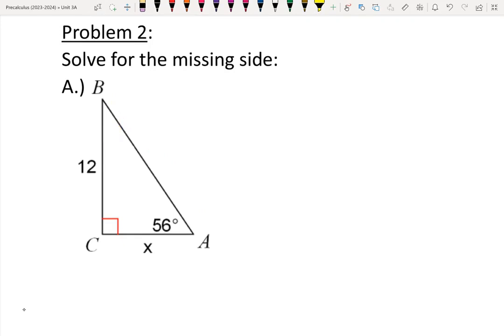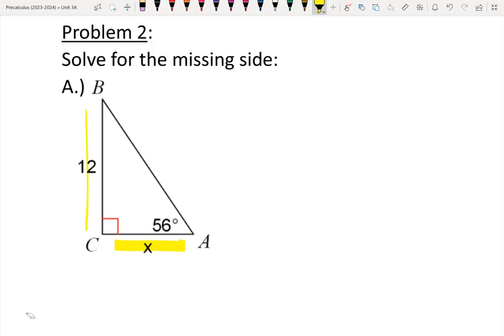Now for this one, we want to use a trig ratio. So which one would we use? We're given this side and this side. Would I use sine, opposite over hypotenuse, cosine, adjacent over hypotenuse, or tangent, opposite over adjacent? Discuss it in your group. Which one would you use and why? So would this be a tangent, sine, or cosine problem?